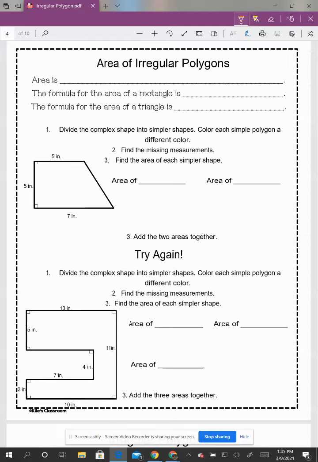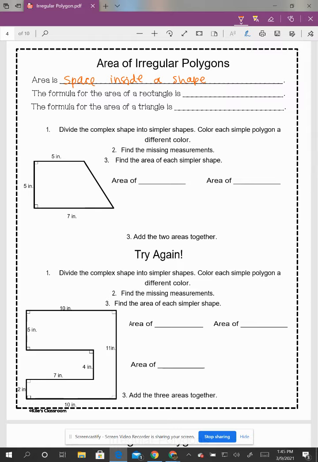Okay, so we're going to talk today about area of irregular polygons. We've talked about the perimeter, the outside. We've talked about area of regular polygons, but what happens when they're shapes that we're not quite as familiar with and we're trying to find the area? Well, we need to remember that area is the space inside a shape, the amount of space that that shape takes up.